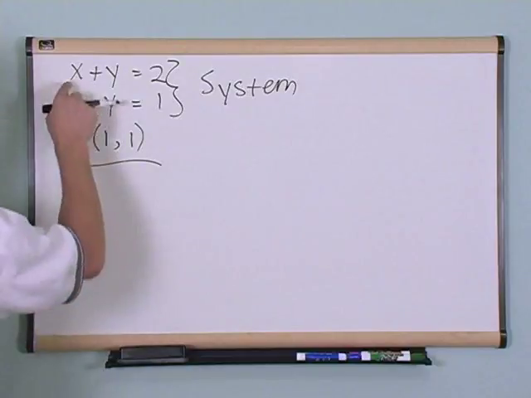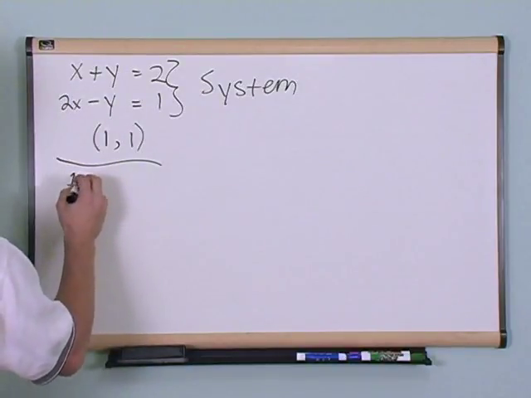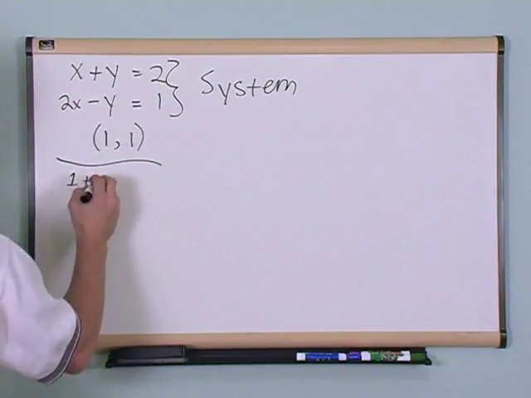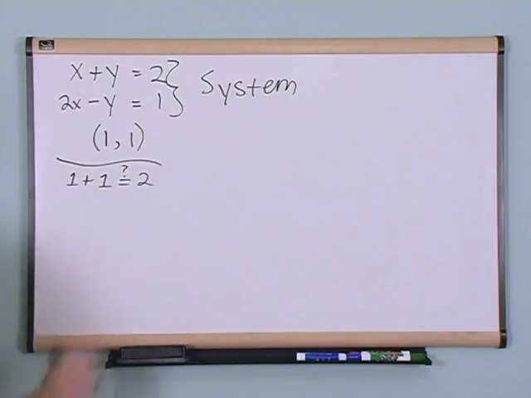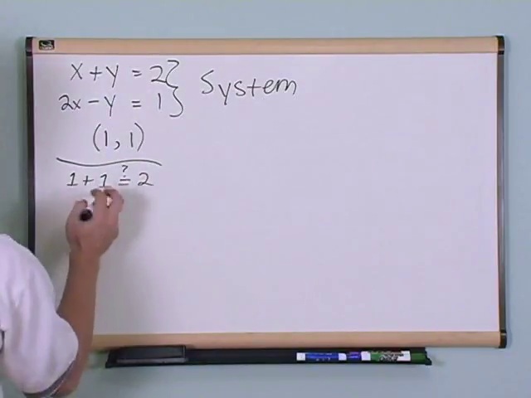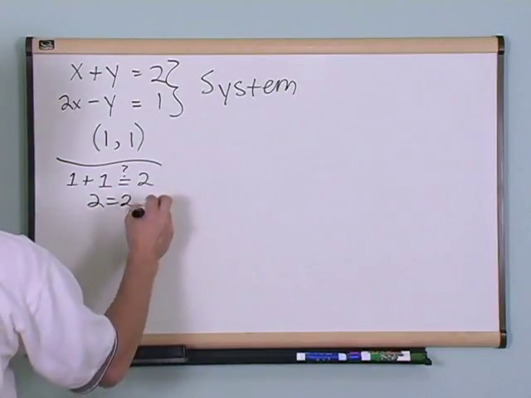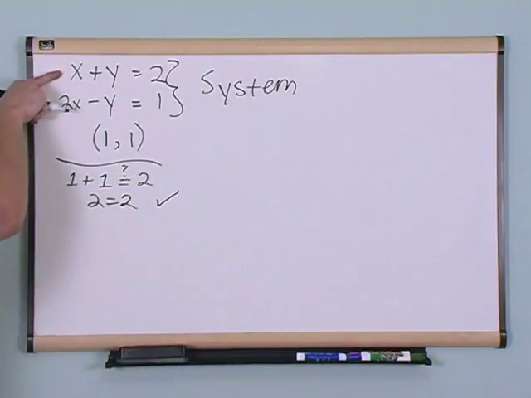Let's plug in x equals 1 in the first equation, y equals 1 over here, equals, with a question mark, 2, because it's equal to 2. Of course it is. 2 equals 2. So this point satisfies this first equation.